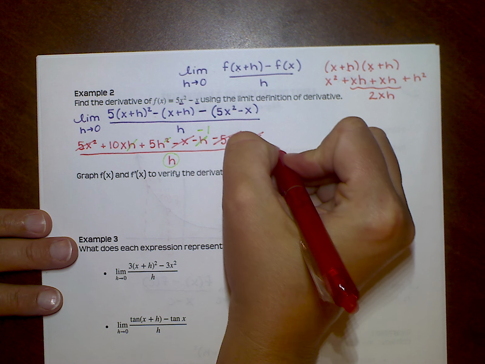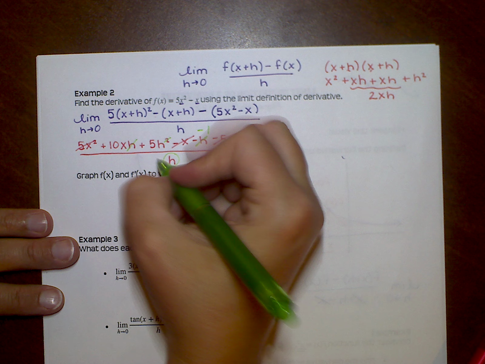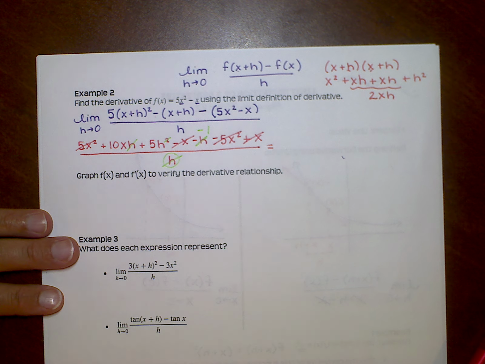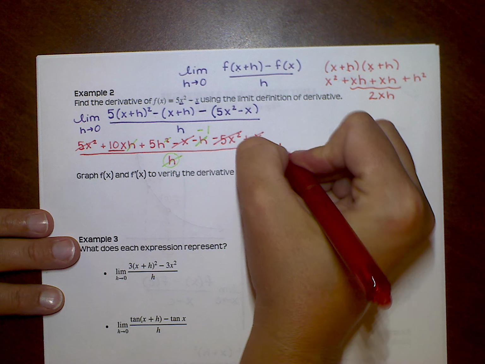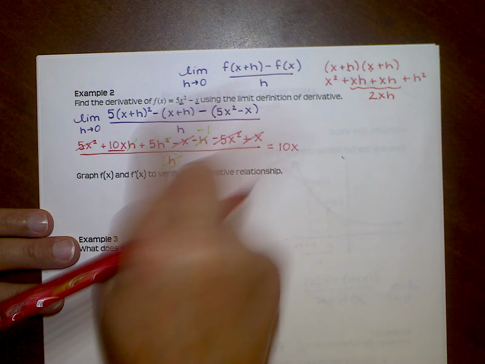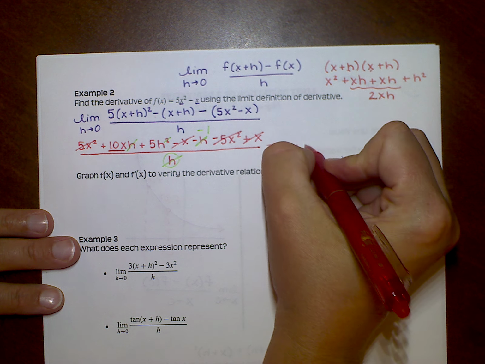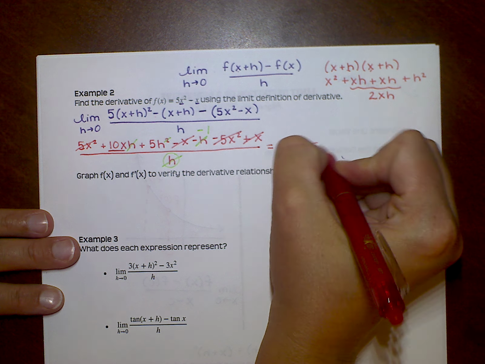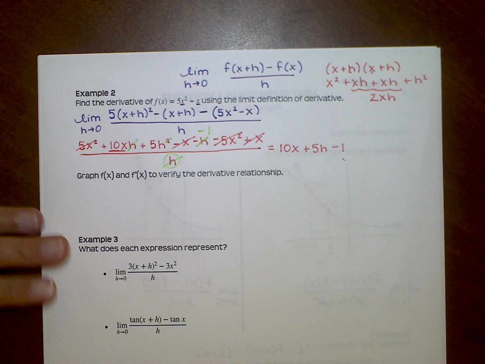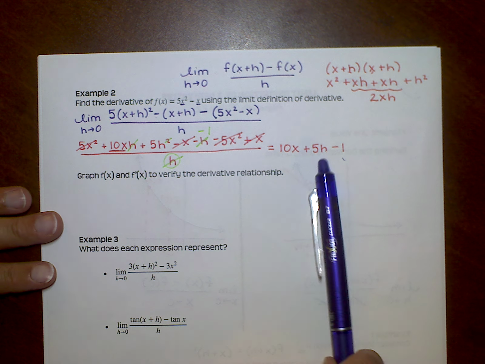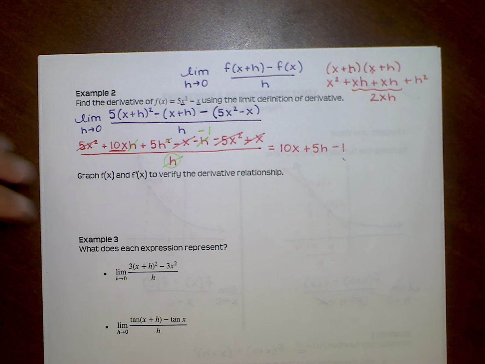So if I look at what I have left now, oh, and then I should cross out this h on the bottom, it is gone now too. What I have left here is a 10x, a 5h, and a minus 1. And everything else is gone. That is what I'm carrying back up here into my limit.